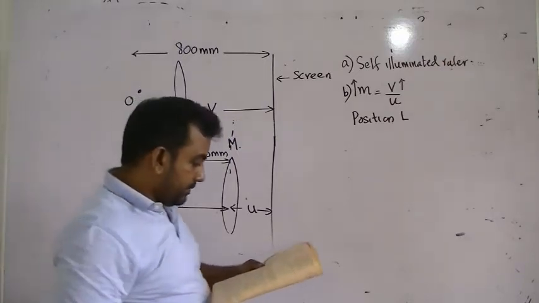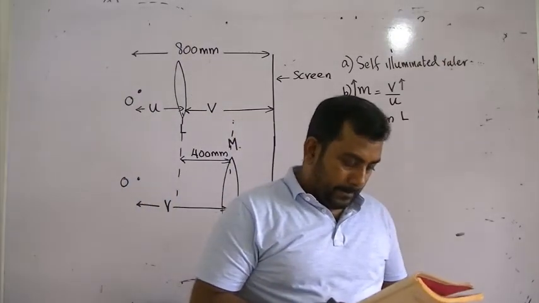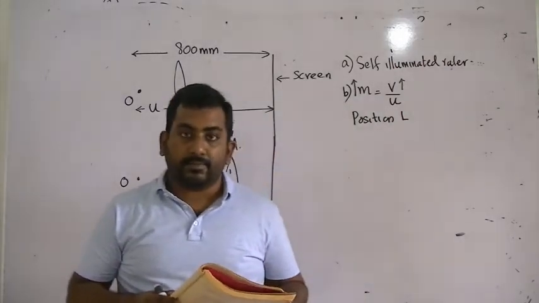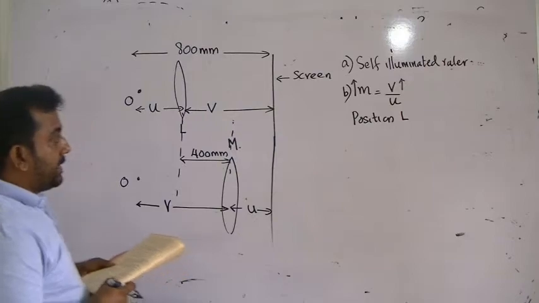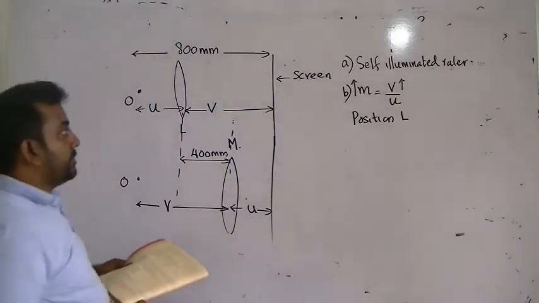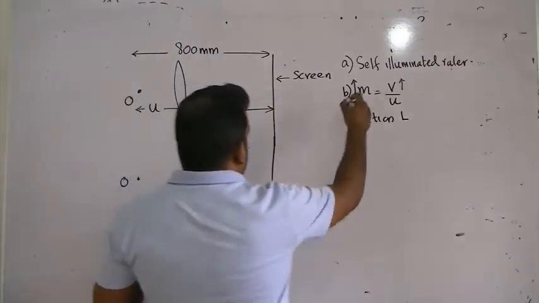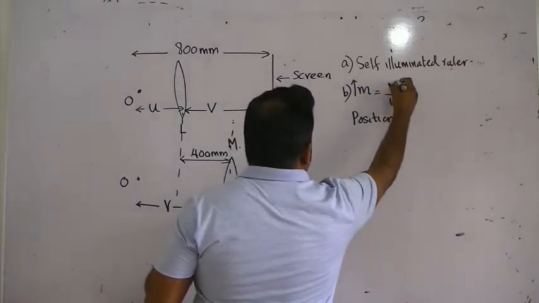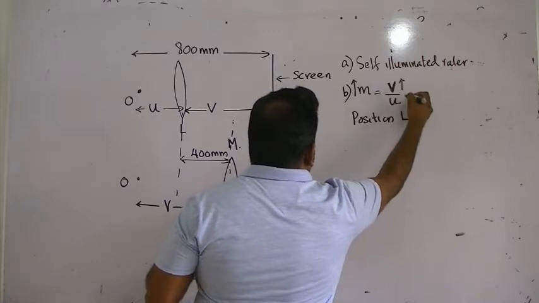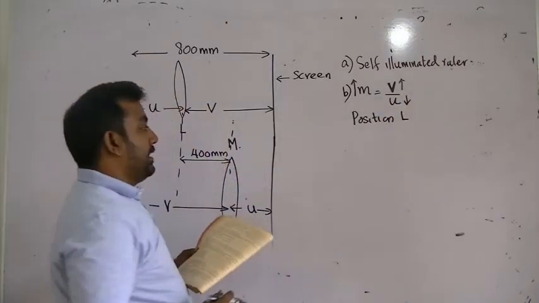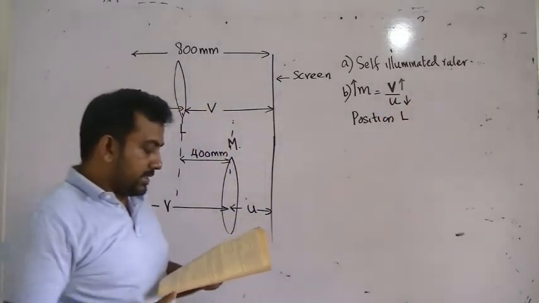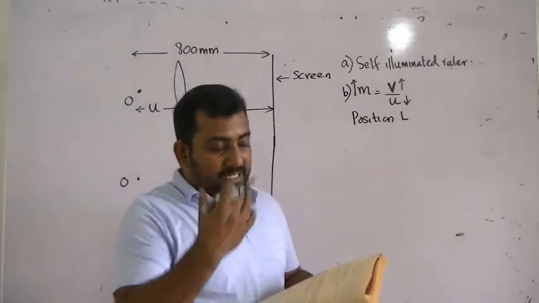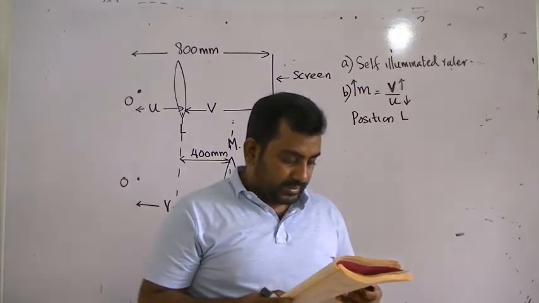Okay, let's write. We need to obtain a greater linear magnification. Therefore, it must have a larger image distance and smaller object distance.